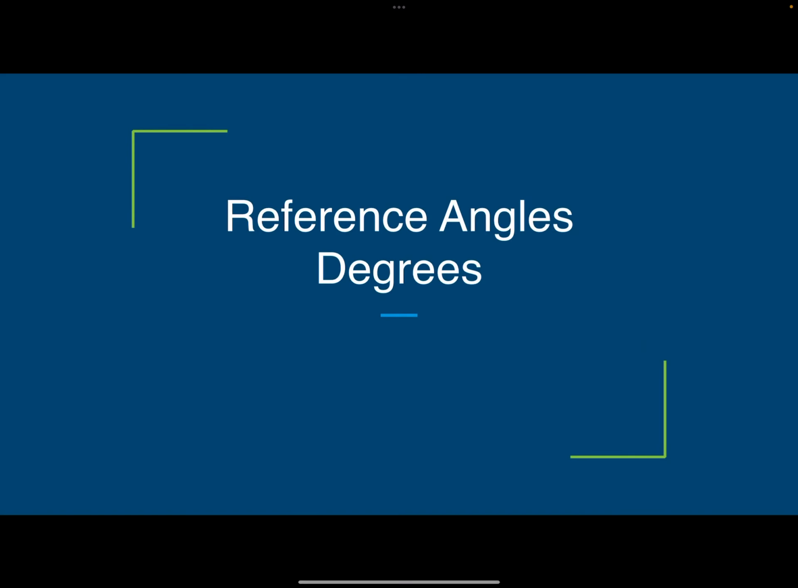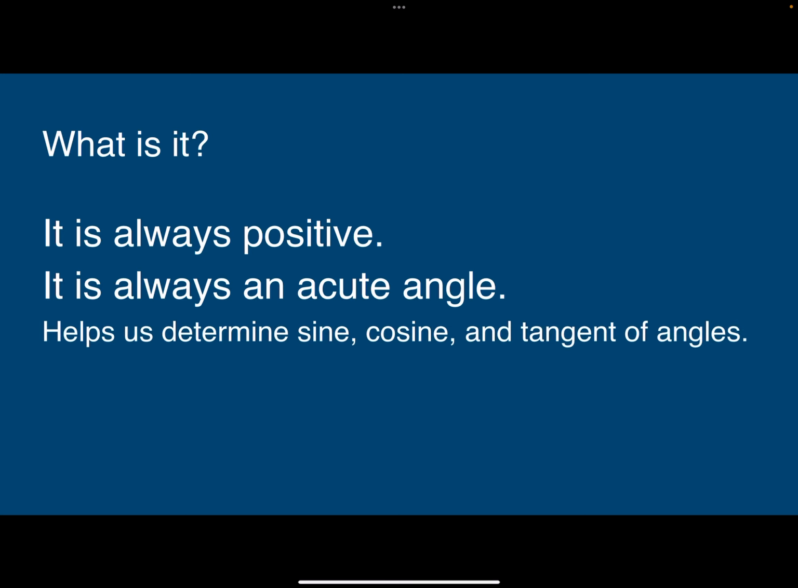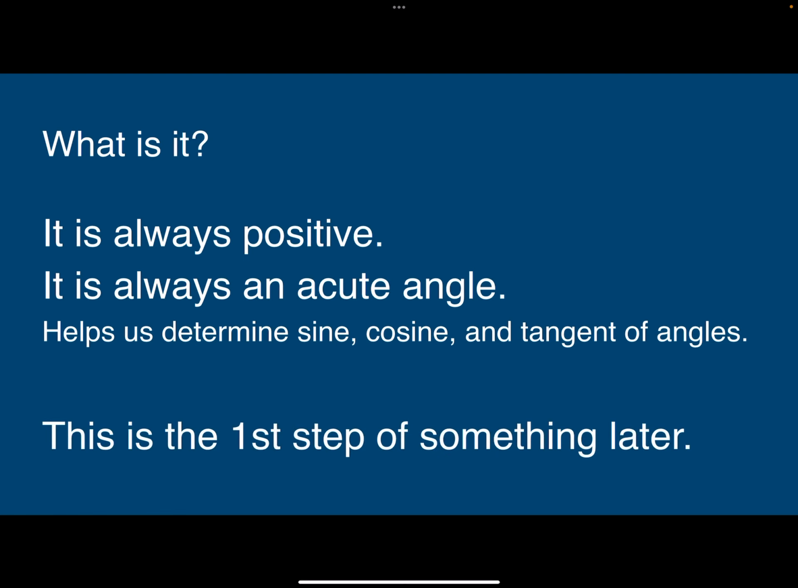Reference angles with degrees. First of all, what is it? Know that a reference angle is always going to be positive. It's always going to be an acute angle, and it's going to help us later on when it comes to sine, cosine, tangent, and the reciprocal ratios.